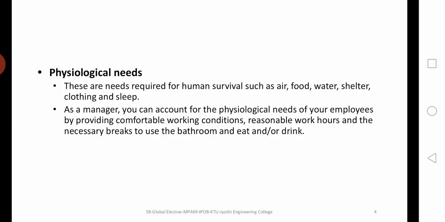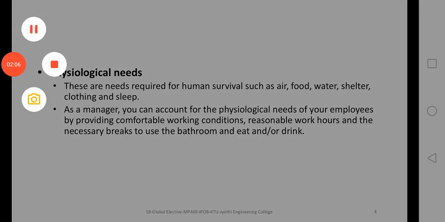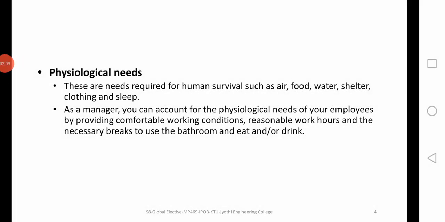Now, the first need is the psychological needs. These are needs required for human survival, such as air, food, water, shelter, clothing, and sleep. Any person in this world needs these things for survival, and those types of needs are known as the psychological needs.